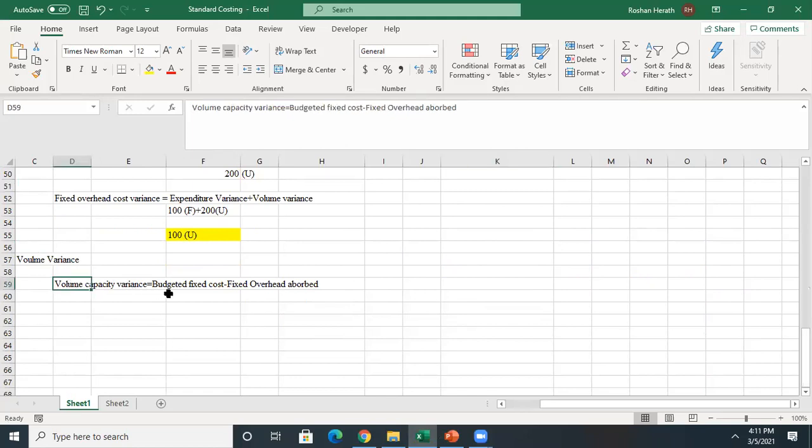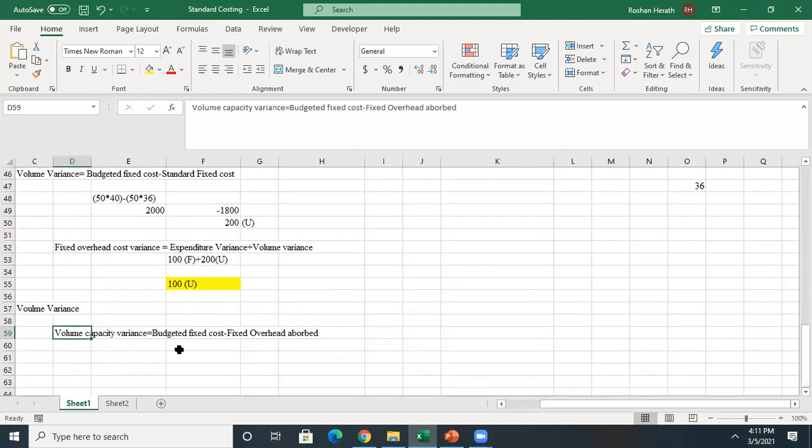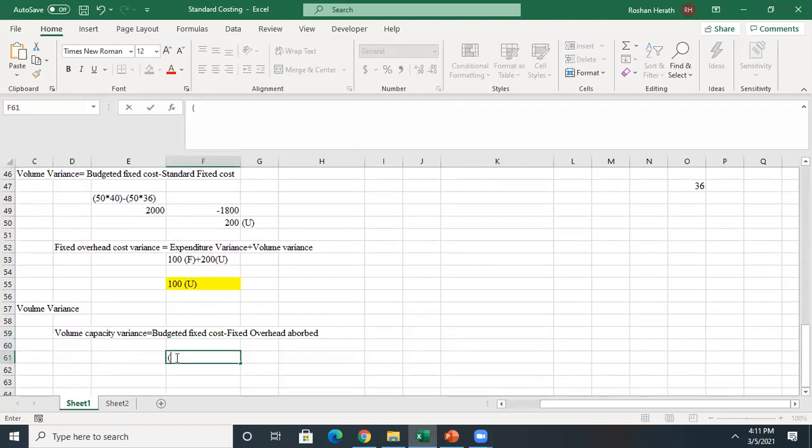How do we take the volume capacity variance? Budgeted fixed cost, fixed overhead absorbed. The budgeted fixed overhead is what we budgeted: our standard overhead absorption rate is 50, hours 40. But how is fixed overhead absorbed? The rate is 50, there is no change in the rate. The difference comes from the number of hours, fixed overhead absorbed into actual hours.